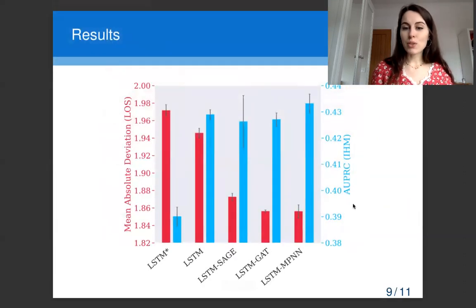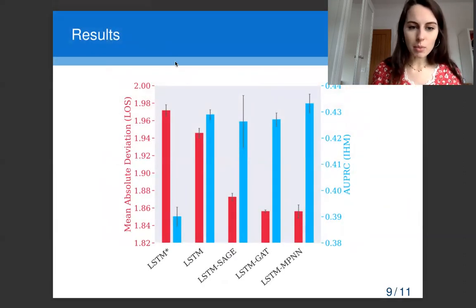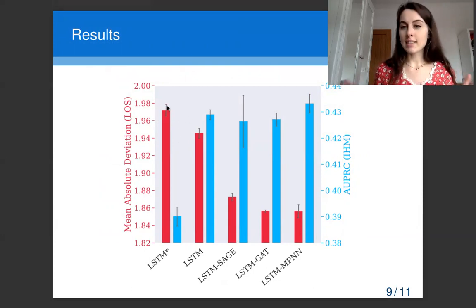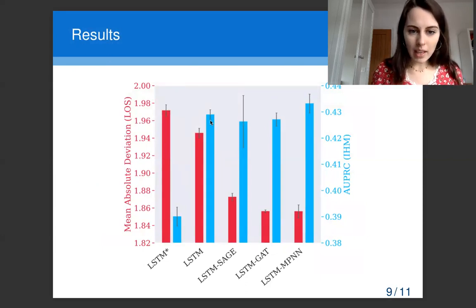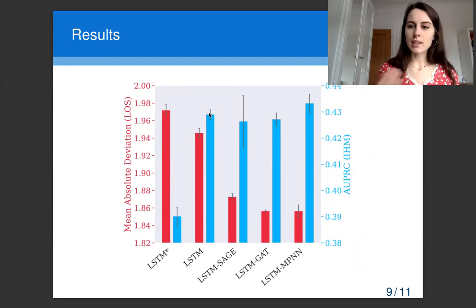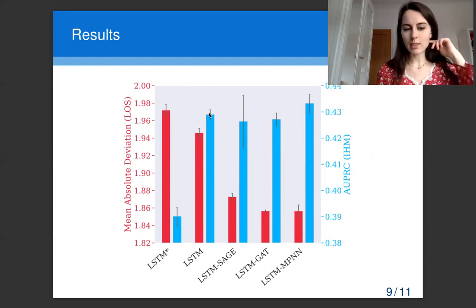So this is a small section of our results. Along the bottom, we're showing an LSTM star model, which doesn't have access to any diagnosis information. So this only takes in the time series and the static data like age and gender, and there's no sharing between patients. And then we have a second baseline, which is the LSTM with diagnoses presented in the traditional way, meaning that long diagnosis vector I talked about at the start with a couple of encoder layers.